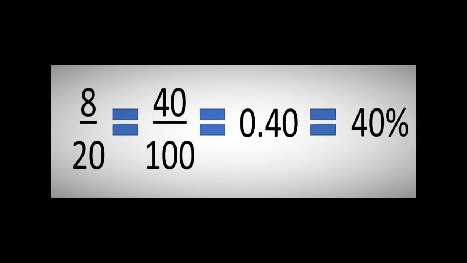Did you get 8 out of 20, or 8/20ths? The equivalent fraction is 40 out of 100. That becomes 40 hundredths, or 0.40, and 40%. Awesome job!